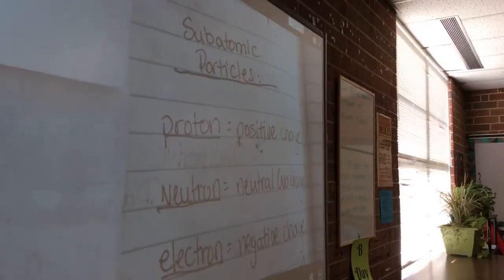So our three subatomic particles. Proton, remember P, is positive. Neutrons are neutral, which means they don't have any charge. They're not positive or negative. They're just there, making up mass in an atom.